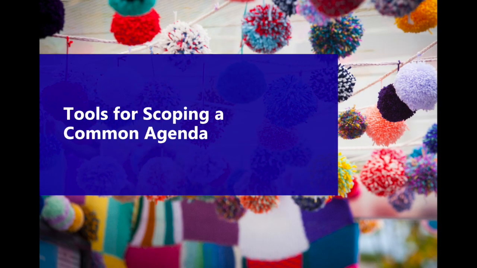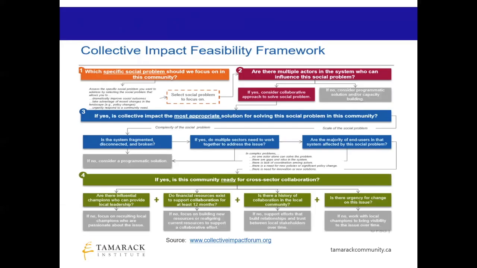We've got a couple of tools for you that might be helpful to your group when you're thinking about scoping a common agenda in terms of your collective impact approach. And the first is a collective impact feasibility framework. This again comes from our colleagues at the Collective Impact Forum. This is a helpful way of flow charting the work and determining, is collective impact the right framework for the change that you're envisioning in your community?